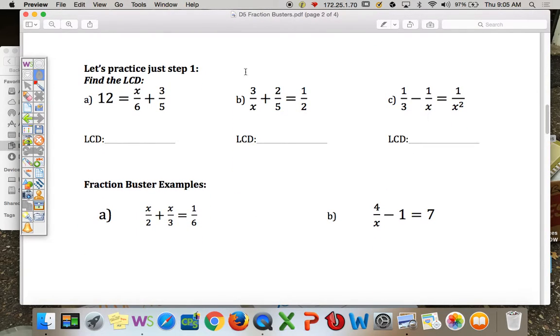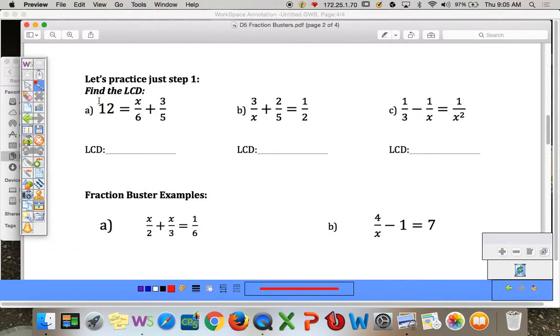All right, let's just practice step 1, just lowest common denominator. Remember, if it's a whole number, this is over 1. So the lowest common denominator is the smallest number that 6 and 5 both go into, and I believe that's 30. How about this one? We have x, 5, and 2. Well, 5 and 2 go into 10, but they also need an x there because there's an x here. So if there's ever an x, you have to just add it into your lowest common denominator.